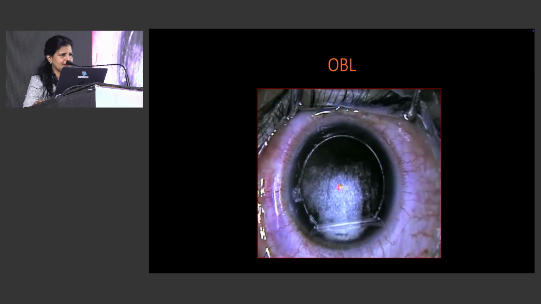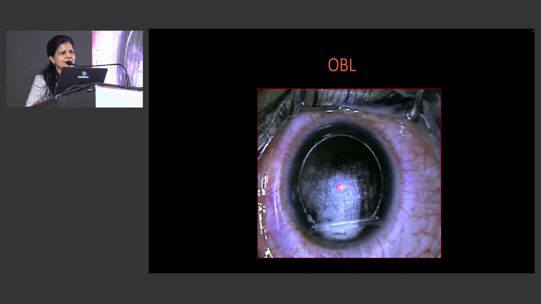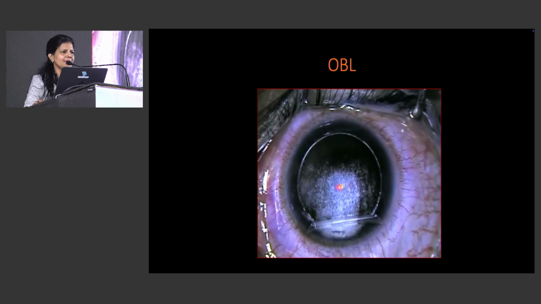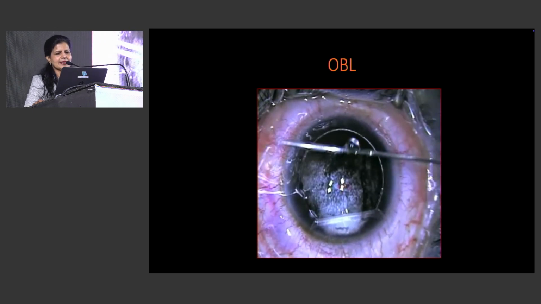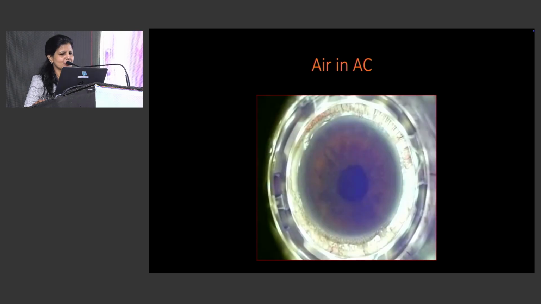Sometimes eye tracking may be a problem. The fluence of the laser when it reaches the bed may not be actually what shows up on the screen. So all these are small problems that may be associated with it.